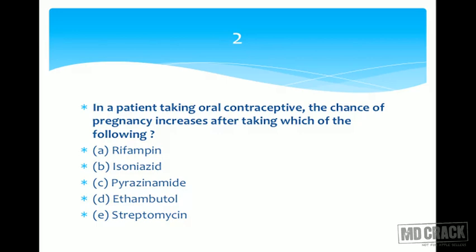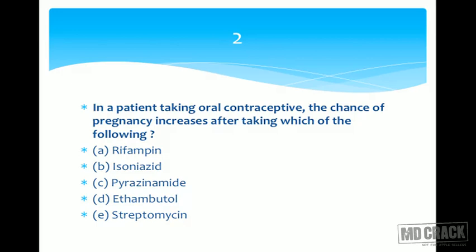I hope you are appreciating the way we are thinking. So its metabolism has to be increased. If you remember your general pharmacology, stimulation of metabolism by certain drugs is called induction of metabolism. So if any of the following drugs increases the breakdown of oral contraceptive, it won't be able to achieve the required contraceptive concentration. In other words, from the following drugs, we have to choose an inducer.